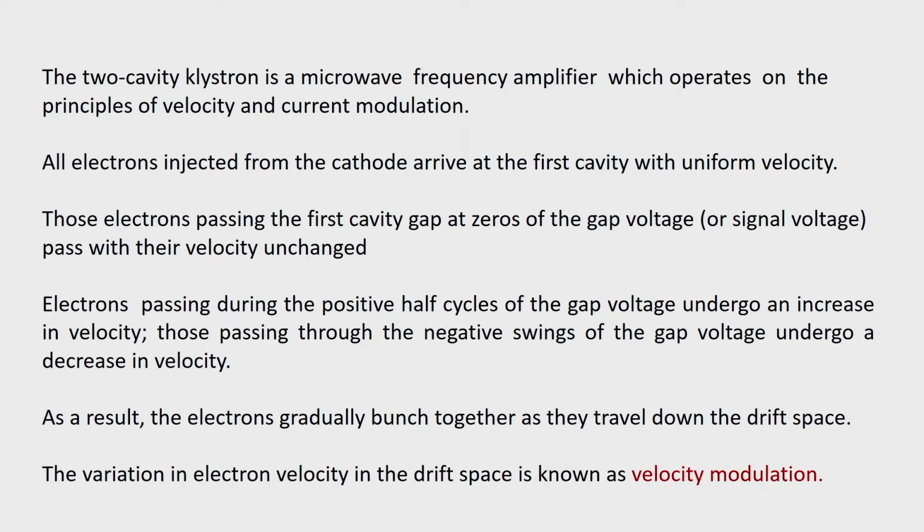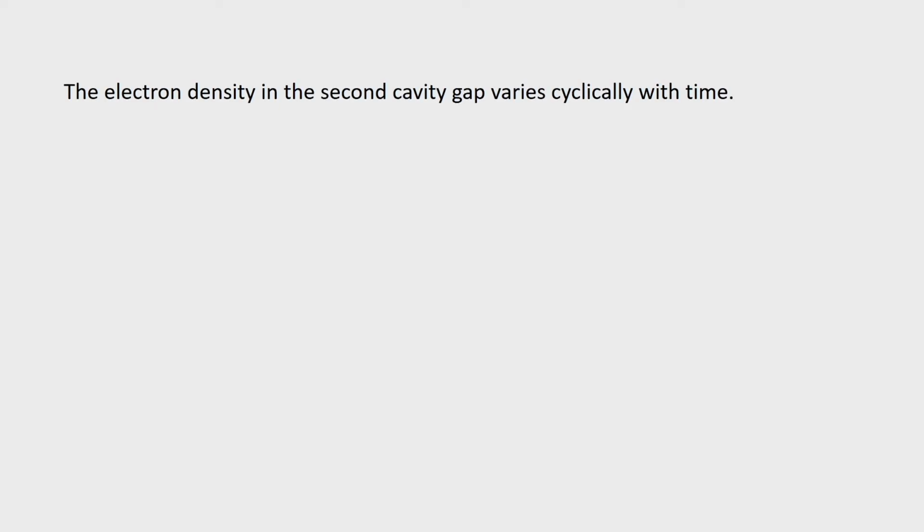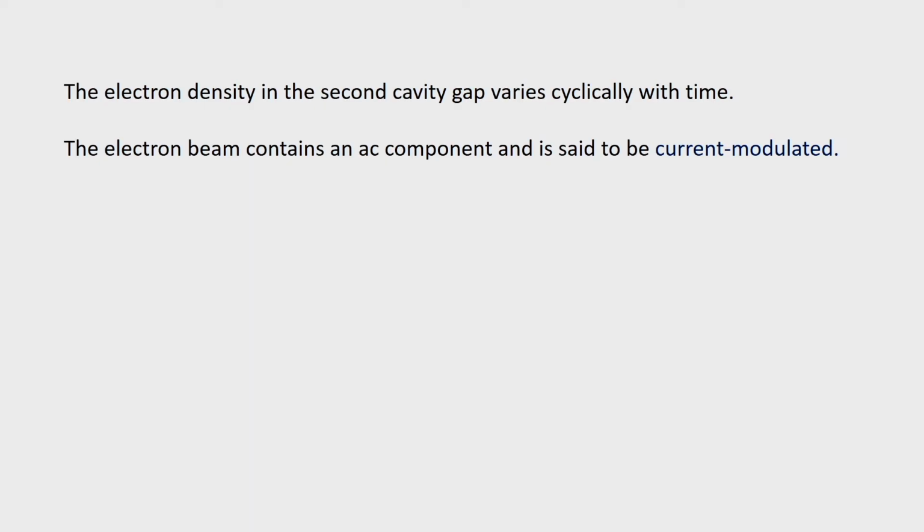Now, the variation in electron velocity in the drift space is known as velocity modulation. As a result, since there is bunching of electrons, at some instant of time the density of electrons will be higher, and at some instant of time the density of electrons will be lower, and the electron density in the second cavity gap varies cyclically with time. Therefore, the electron beam that passes through the catcher cavity, the second cavity, contains an AC component and is said to be current modulated.